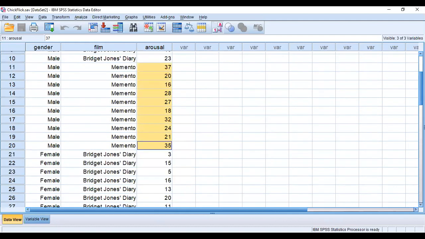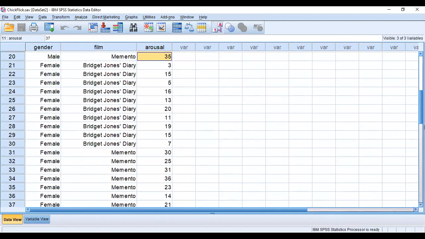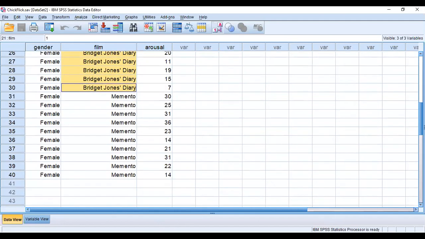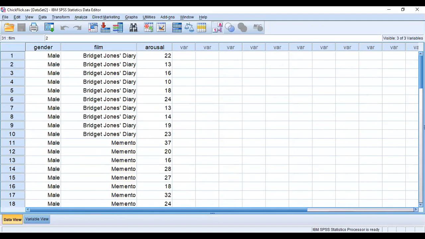Now we will see the score given by the female participants. The first female gave 3, 15. Now another group of 10 female participants. This particular female gave 30, 25. It means this particular movie can be appreciated by male and female both.